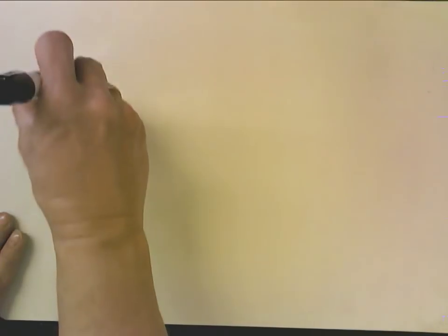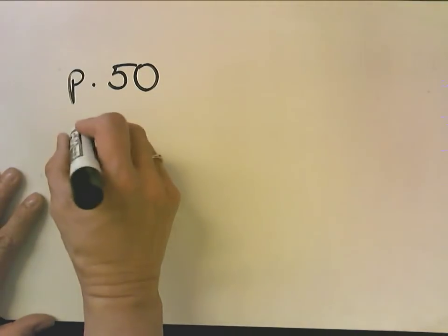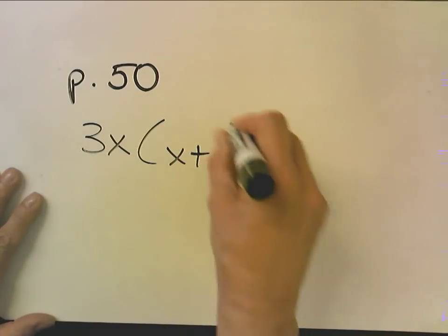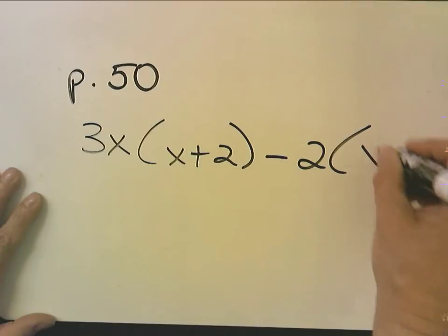So if you turn to page 50 in your new packet, this is a new packet. It's chapter 9, part 2, 9.5 to 9.8, and page 50. Now, if we look at example 1 on page 50, it has 3x times x plus 2 minus 2 times x plus 2.